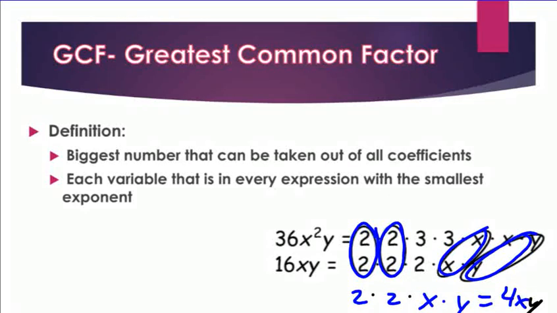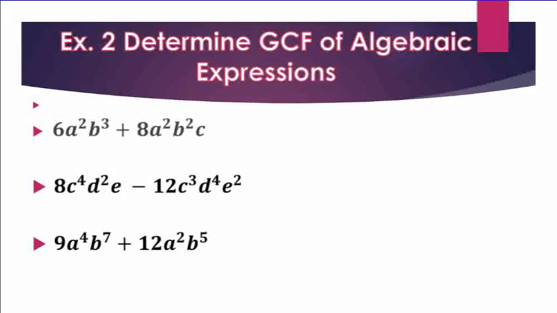So let's take a look at some examples here. We got 6a squared b cubed plus 8a squared b squared c squared. So we need to look at 6 and 8. The biggest factor I can take out of both 6 and 8, the common one, is 2. So I can take a 2 out of both of them.